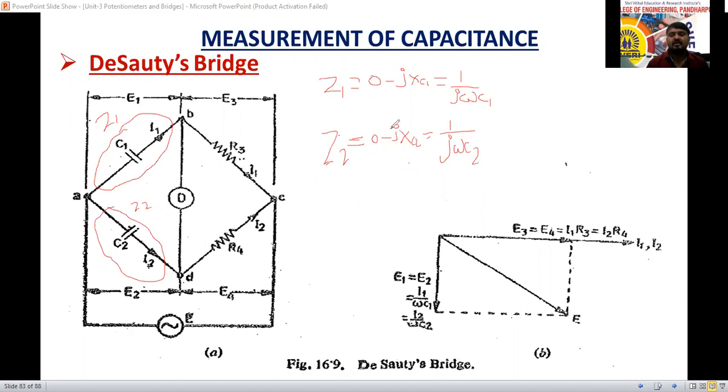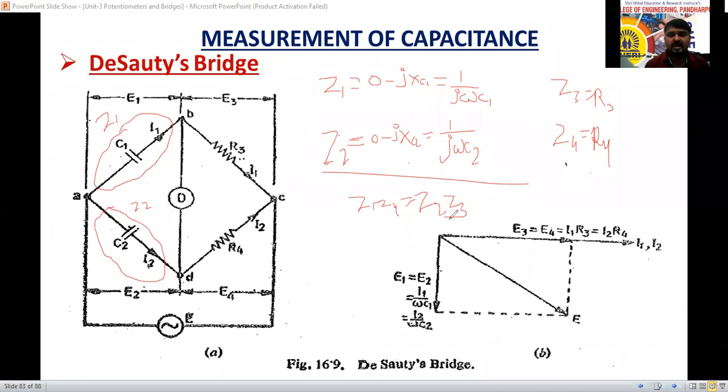So by writing this, Z1, Z2 we have written. Z3 equal to R3, there is no complex term at all, so we can write directly, and Z4 equal to R4 directly, because there is no inductive and capacitive part over there. After writing Z1, Z2, Z3, Z4 formulas, we have to substitute their values in the above equation, that is Z1 Z4 equal to Z2 Z3. Here Z1 value substitute, here Z4, here Z2, here Z3.